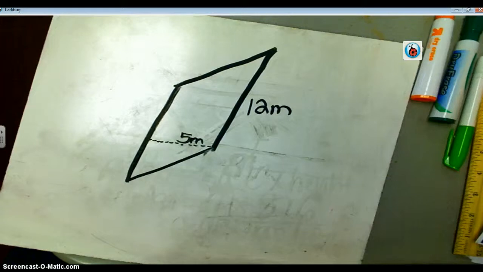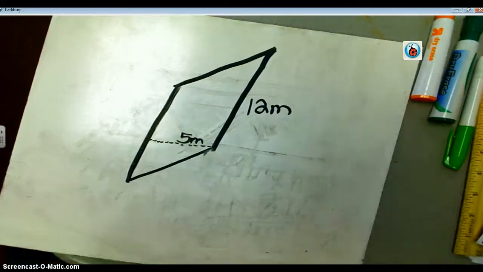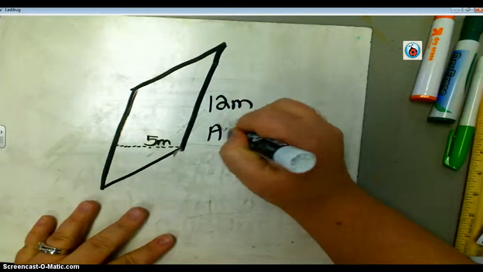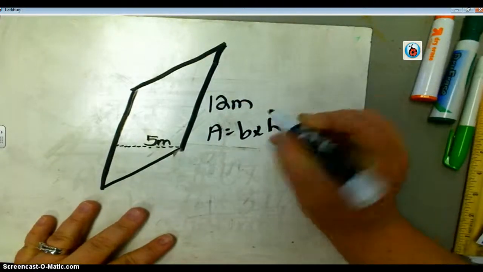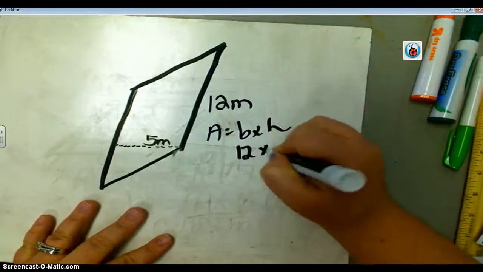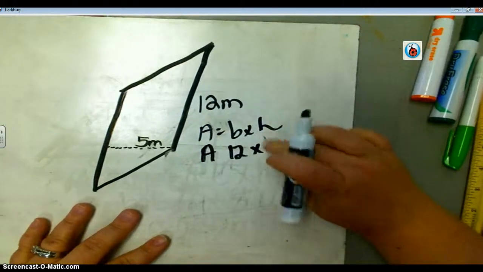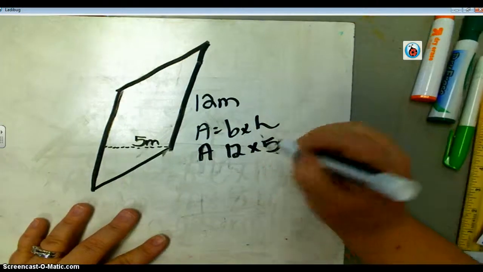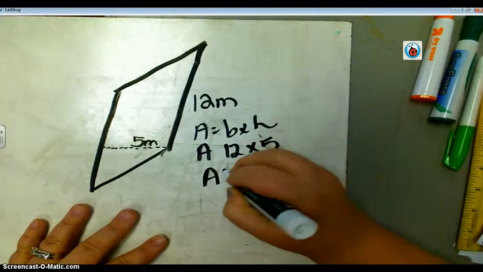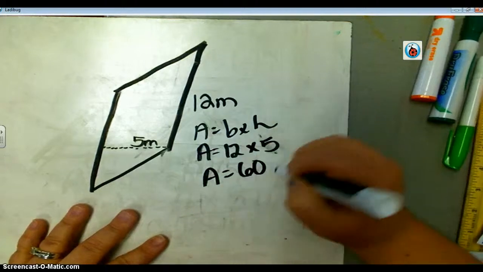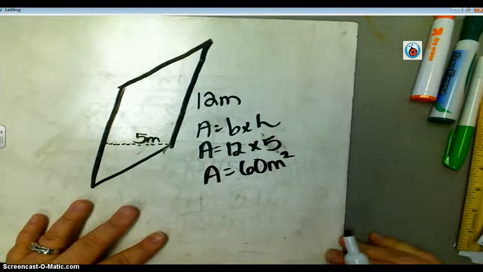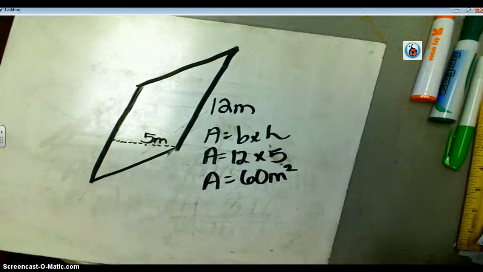Dylan. Alright, perfect. Good job. You all knew that A equals base times height, so you knew 12 times 5. Sorry, I lied. That's a 5. You all also told me that you knew that that was squared. Can I find the perimeter of this shape?